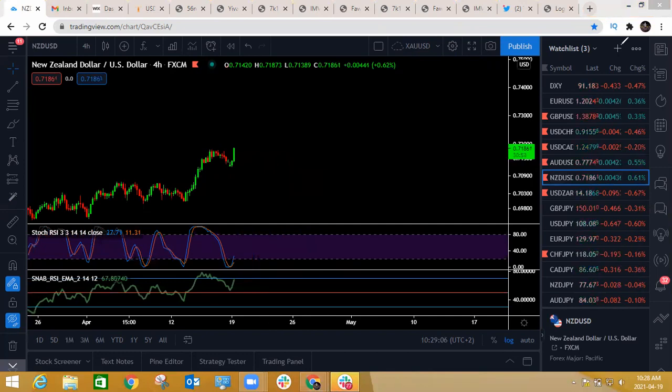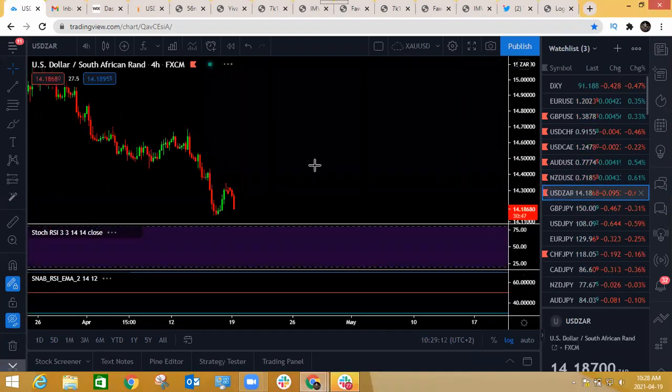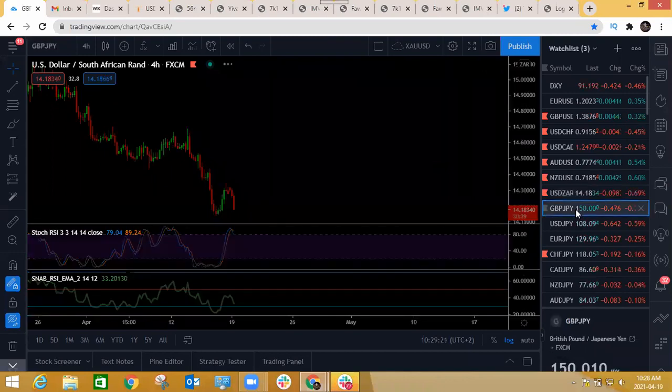US dollar ZAR, obviously, is one of the exotic pairs. So US dollar ZAR is pushing lower with the exotic pairs. So you see what happened with that pullback. It's still coming down because of the weakness in the US dollar. We said that yesterday during the weekly outlook.